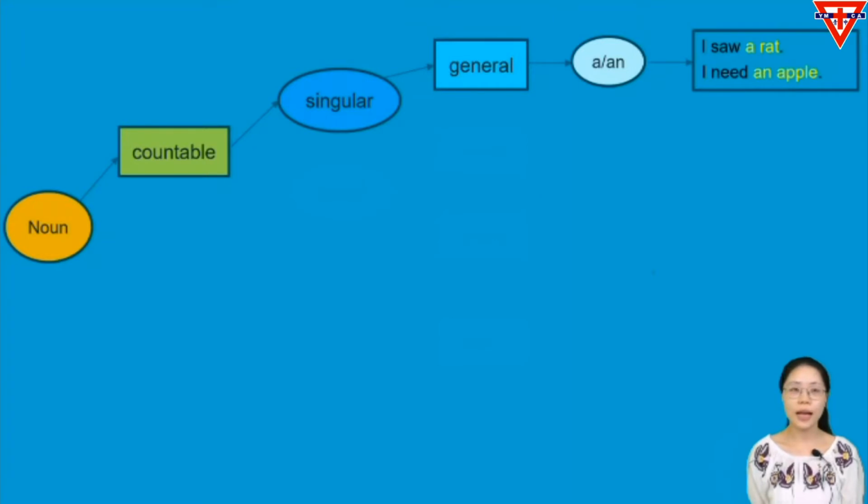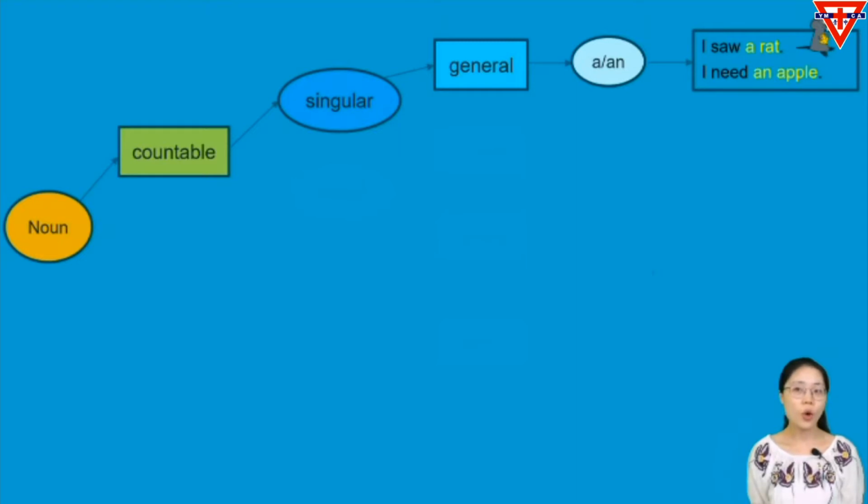In the sentence, I saw a rat, we use the indefinite article a because rat is a countable and singular noun that is general. It could be any rat. If the noun begins with a vowel sound, the article an is used, like the noun apple. Here you don't know which apple I mean. It could be any apple, so it's very general.